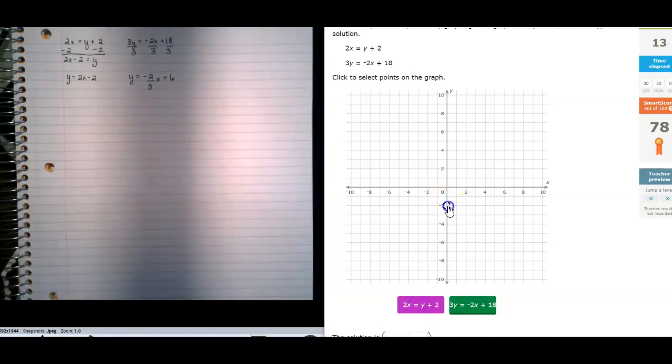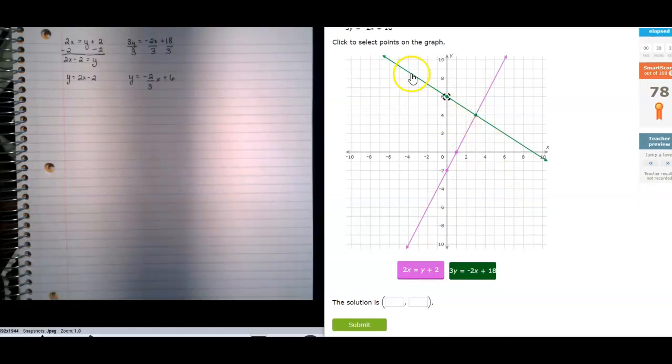So our first line, we're going to start at negative 2. We're going to go up 2, 1, 2, and 1 to the right. The second line, we're going to start at positive 6 and we're going to go down 2, 1, 2, and 3 to the right. 1, 2, and 3. So the ordered pair that makes this system of equations true, known as the solution, is going to be 3, 4.